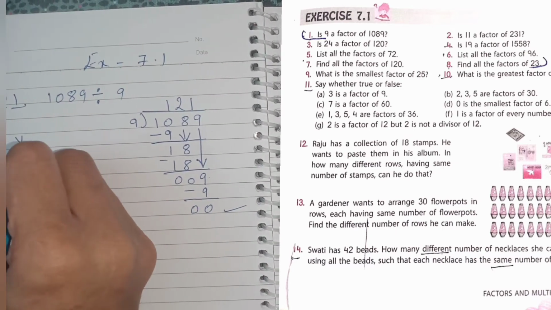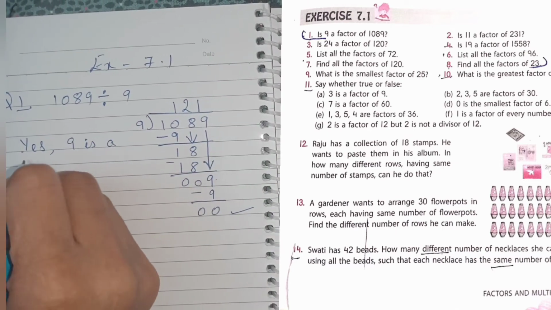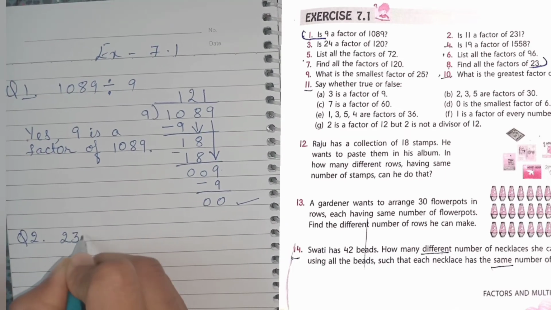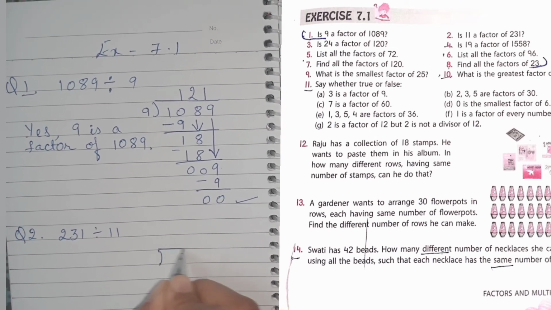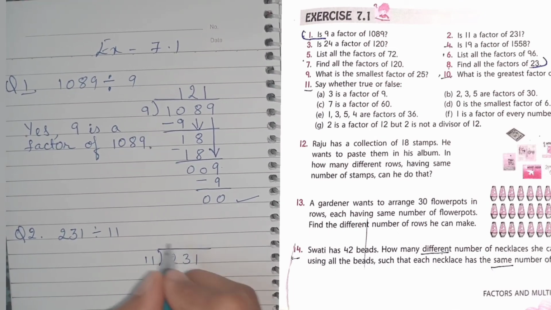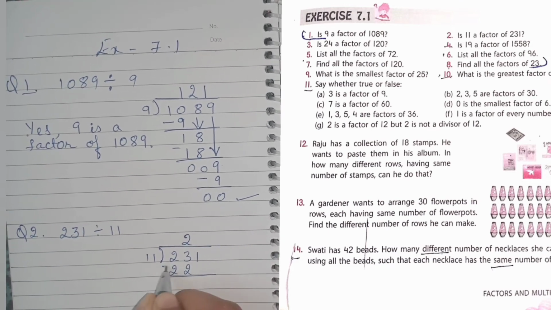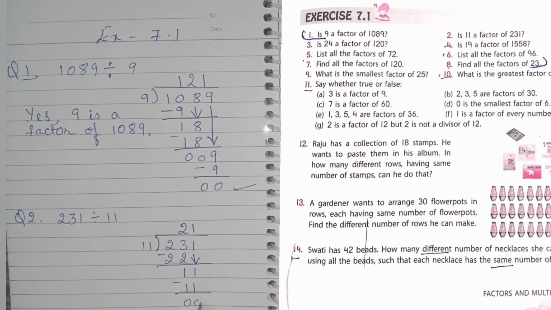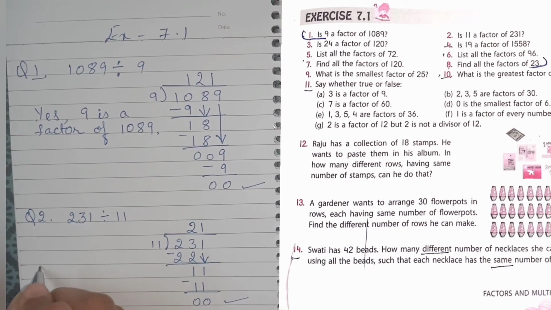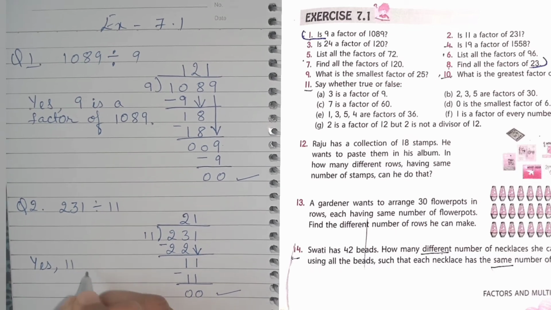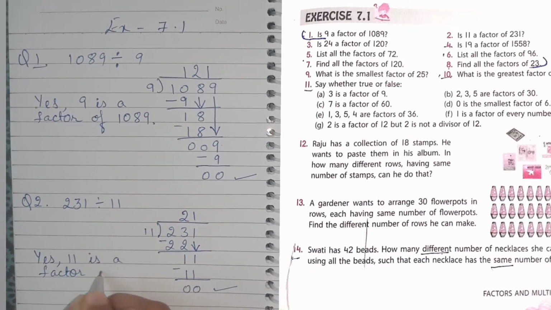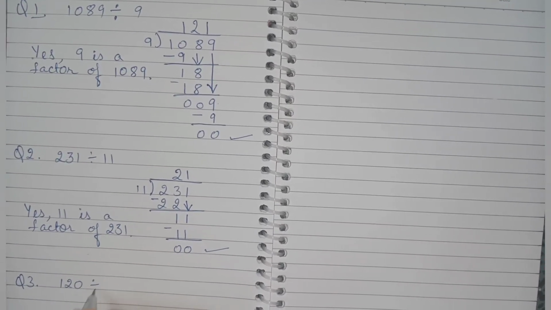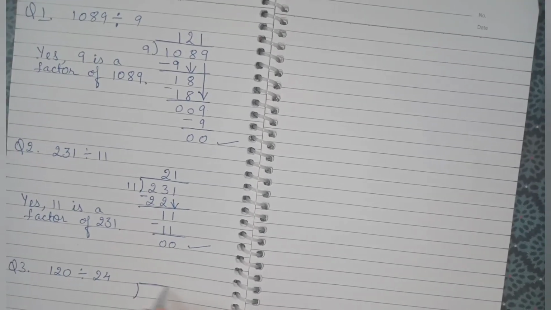So here in question number 1, you can see that after dividing 1089 by 9, we have got 0 in the remainder. So you can say that yes, 9 is a factor of 1089. Similarly, in question number 2, 3 and 4 also, you will divide the bigger number by the smaller number and you will see whether you get 0 in the remainder or not. If you don't get 0 in the remainder, it means the smaller number is not a factor of the bigger number. So question number 1 and 2 are very simple.